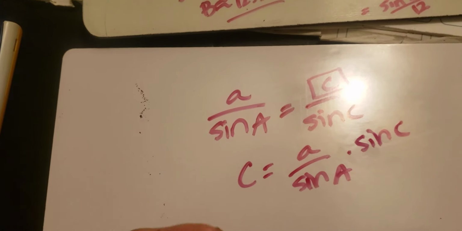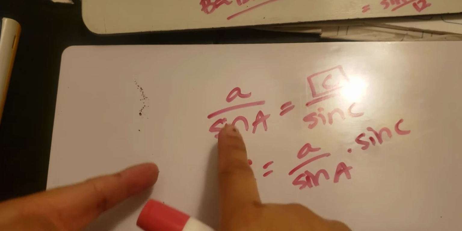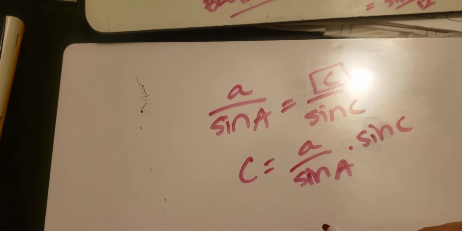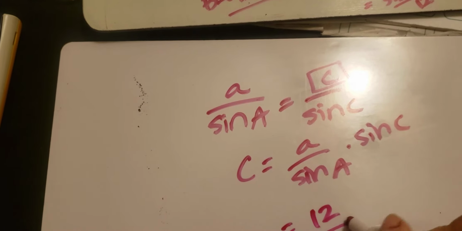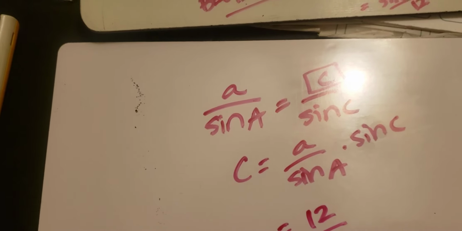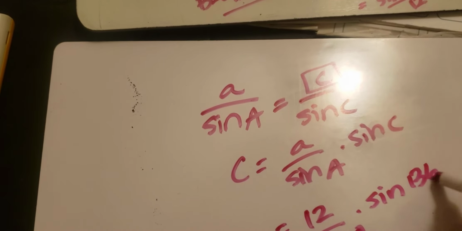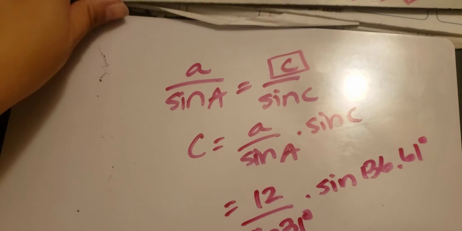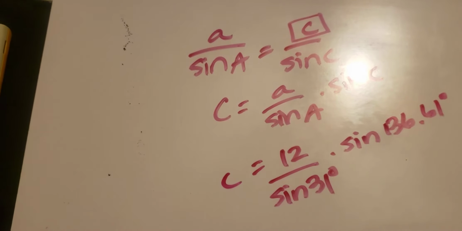And guys, not a big deal. You can do it ahead of time. If you already know you're going to isolate C, and if you want to write it on the left-hand side, you can, okay? Not a big deal. Okay, so now we're going to plug in our values. So for A, we're going to write 12 over sine of 31 degrees times sine of 136.61 degrees, okay? So this is what I'm going to plug in the calculator to solve for C, okay?